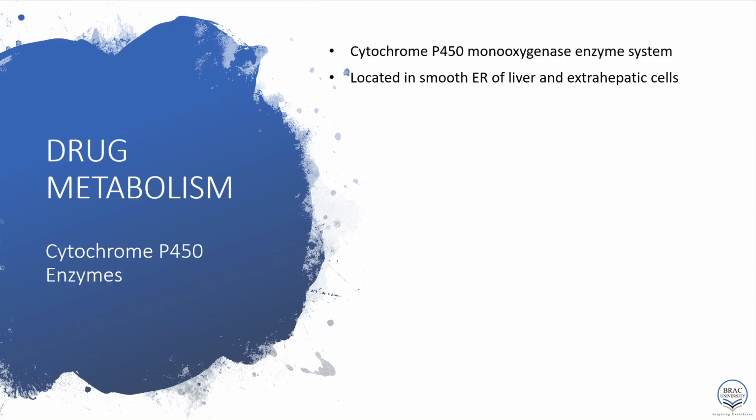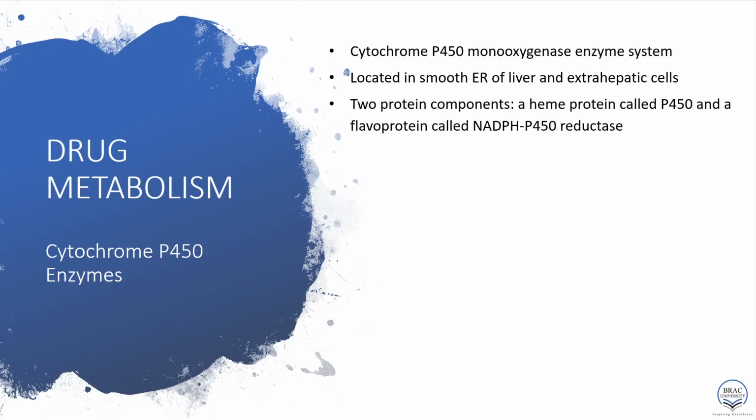other substrate. It is mainly located in the smooth endoplasmic reticulum of the liver, and also in some extrahepatic cells, such as, if you can recall, the intestinal cells. Two protein components are present in this complex enzyme system, the P450 enzyme system. One is the heme protein, whose core is the iron. This heme protein is called P450 because of its molecular weight, around 450.